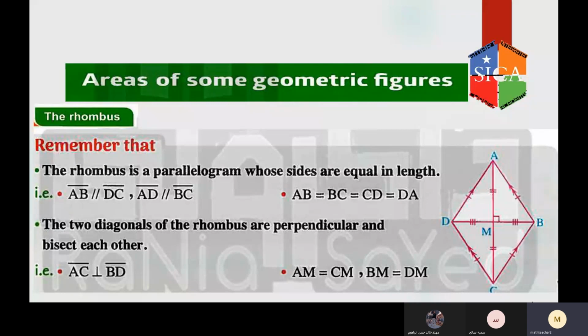The properties of the rhombus: all its sides are equal in length and its diagonals are perpendicular, added to the properties of the parallelogram. The rhombus is a parallelogram whose sides are all equal in length. All its sides are equal, then AB equals BC equals DC equals AD, and the two diagonals are perpendicular. AC is perpendicular to DB.